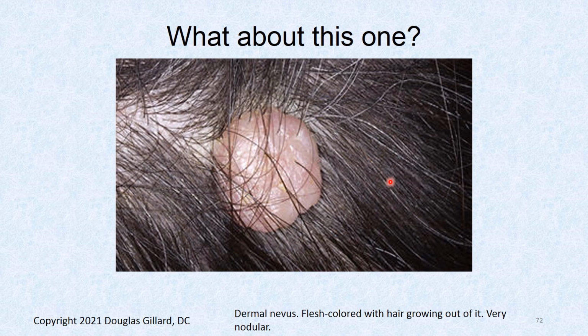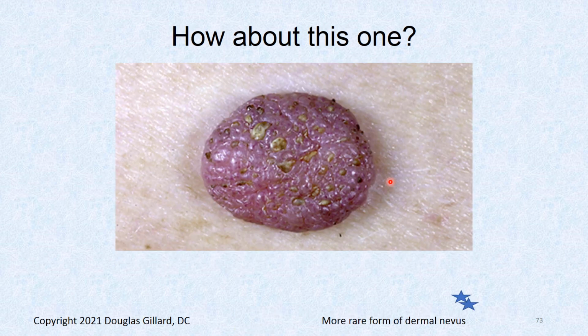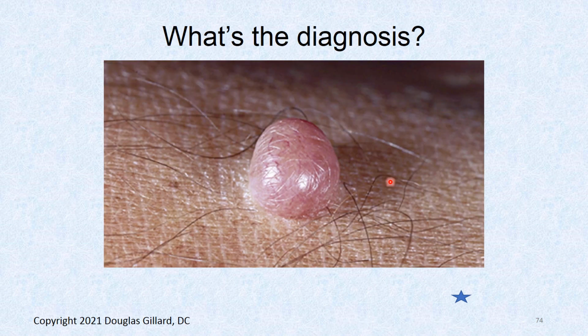Would you refer that one? The patient says it's been there for years. Nobody sees it. That's exactly what my daughter's looks like. It's got hair coming out of it. It's warty looking. That's a dermal nevus. Not that exciting, really. There's an atypical dermal nevus. Same thing. I don't see any telangiectasia. I'm not worried about that.